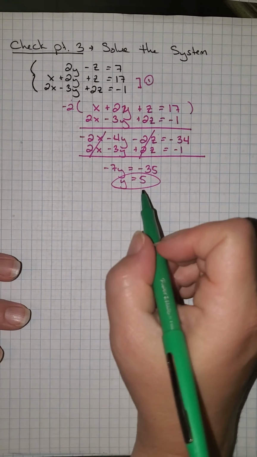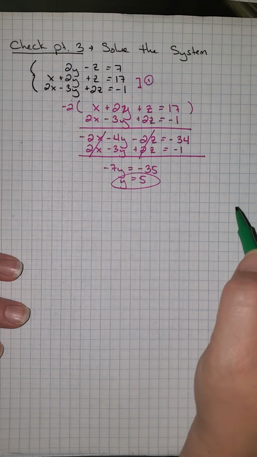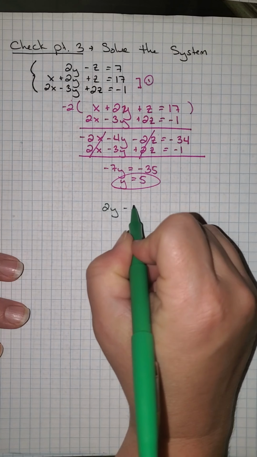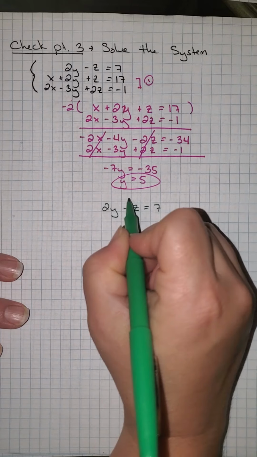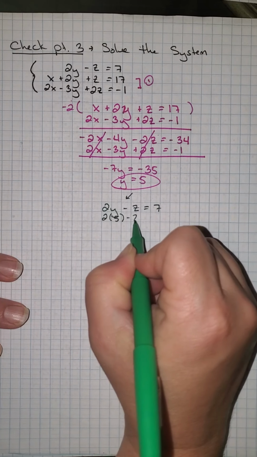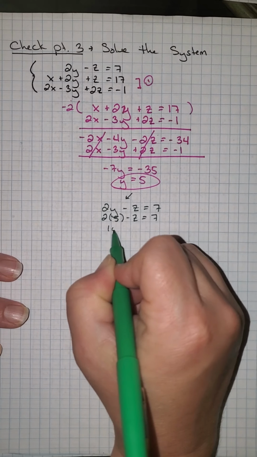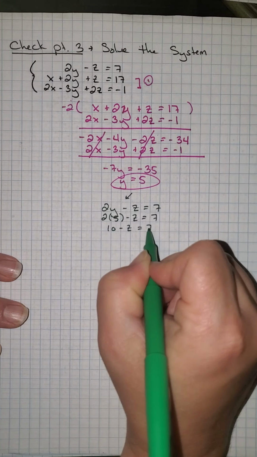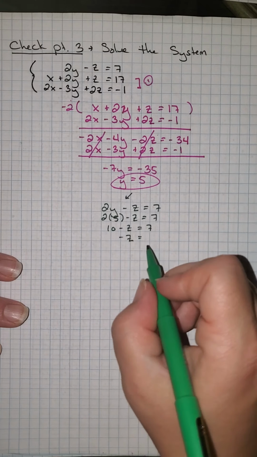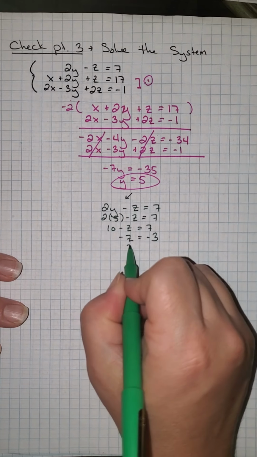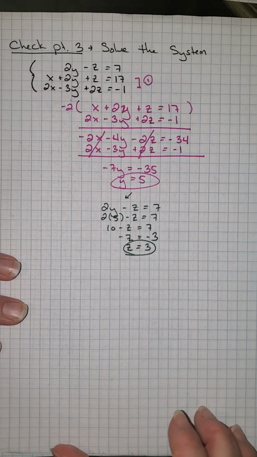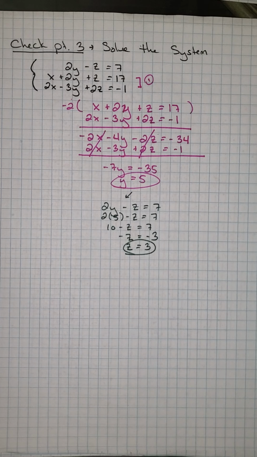Alright, now I need an equation with a y and one other variable, which I do have in the beginning. We have 2y minus z equals 7. So I can just plug that in for my y. So 10 minus z equals 7. Subtract 10, 7 minus 10, you get negative 3. So if negative z is negative 3, positive z is positive 3. Now I have another answer.